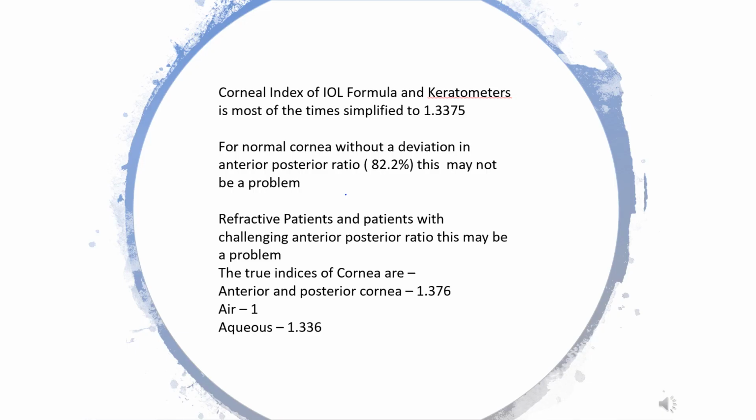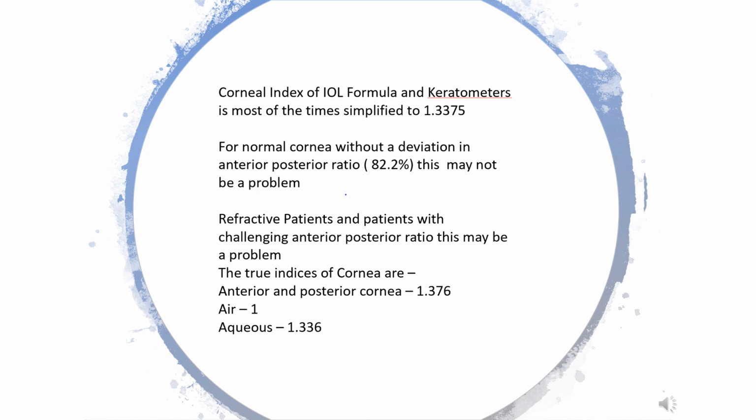Now, apart from the complexity that is created with a lot of topography maps that we get in Scheimpflug based tomographers, there's also another difference, and the difference is in the form of corneal refractive index. Well, we know that the keratometers do not measure the posterior cornea. They historically measure the anterior cornea, and therefore they take a much simplified corneal index of 1.3375.